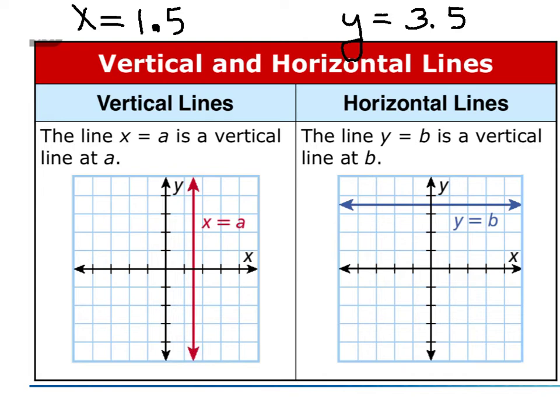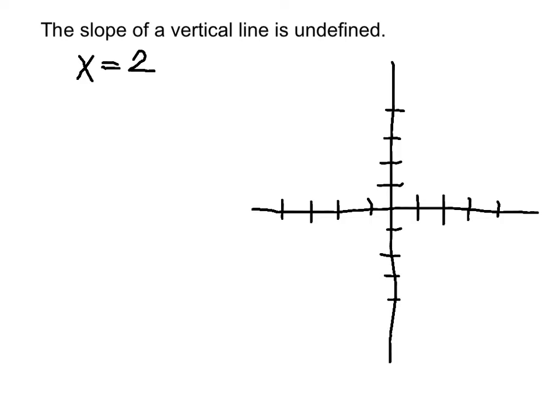X equals 1.5. Y equals 3.5. That's why the line y equals b is a horizontal line at b. B is your y-intercept. We just defined that. So for this line, I go up 1, 2, 3.5, put a dot, and draw a line. This equation is y equals 3.5.